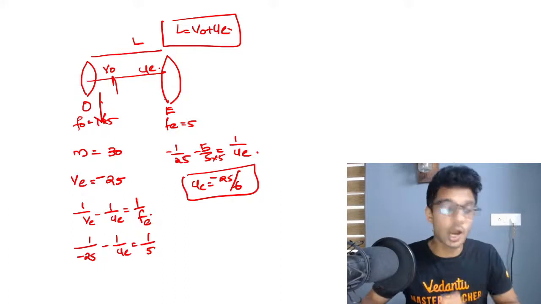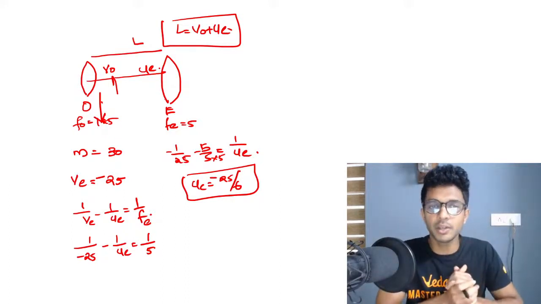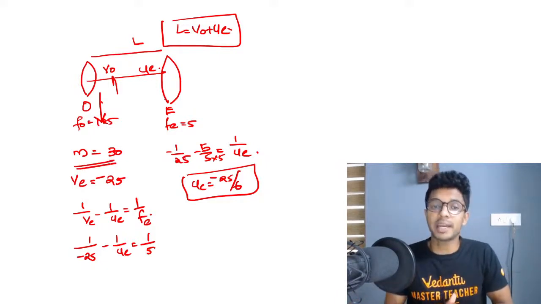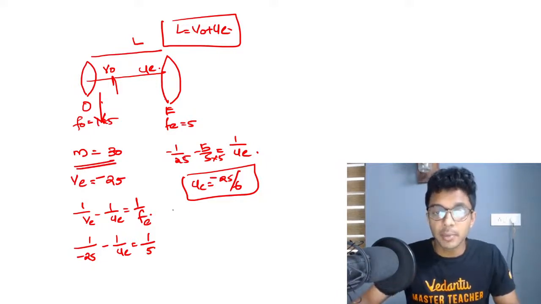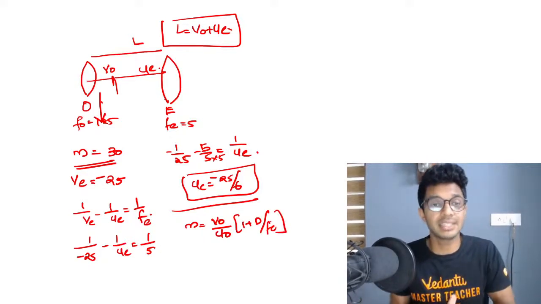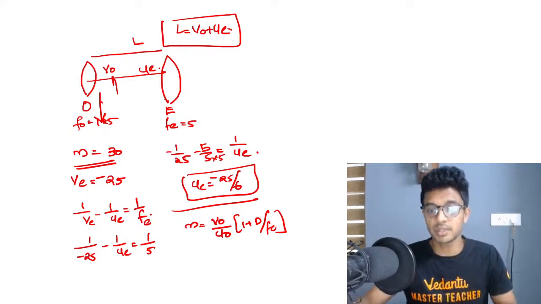Okay. Now how can V naught be found out? Anyone have any idea how to find the V naught value? We have to make use of the information of magnification, because the magnification is equal to V naught divided by U naught into 1 plus D by Fe. So why did this 1 plus come? From where does this come? Here the image is formed not at infinity, it is formed at least distance. So the equation is 1 plus D by Fe.